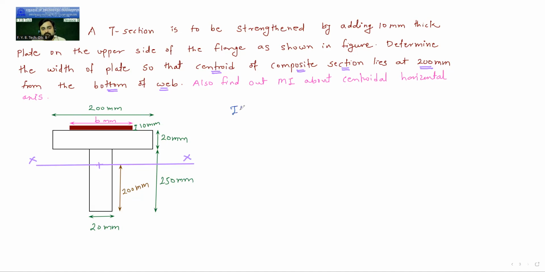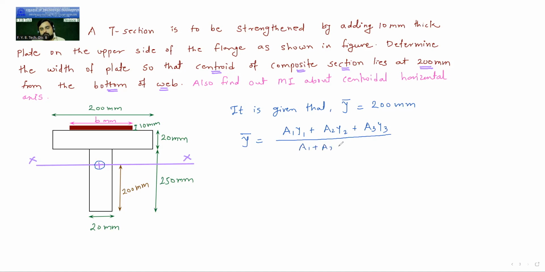It is given that y bar is equal to 200 mm. Okay, y bar is 200 mm because this is the centroid of the total figure. This is not the centroid of this rectangle. This is the centroid of this total figure, which is why we call it y bar. So the formula for y bar is a1 y1 plus a2 y2 plus a3 y3 divided by a1 plus a2 plus a3.